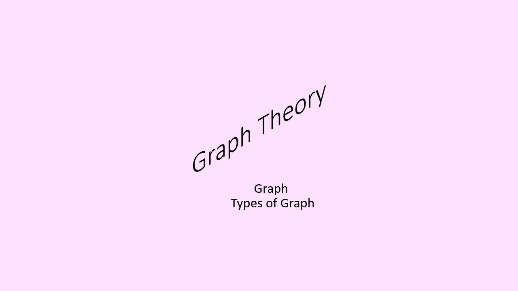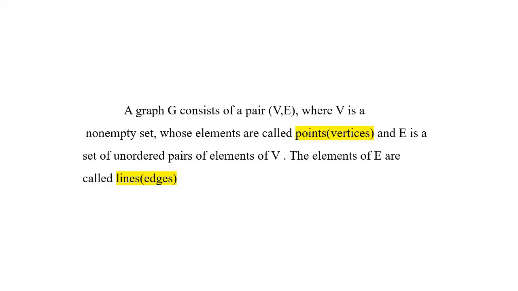In graph theory, we are going to know what a graph is and the types of graph. Already all of you know how to draw a column. In a column, dots and lines are given. In the graph theory subject, dots are points and lines are edges. Now we see the definition.